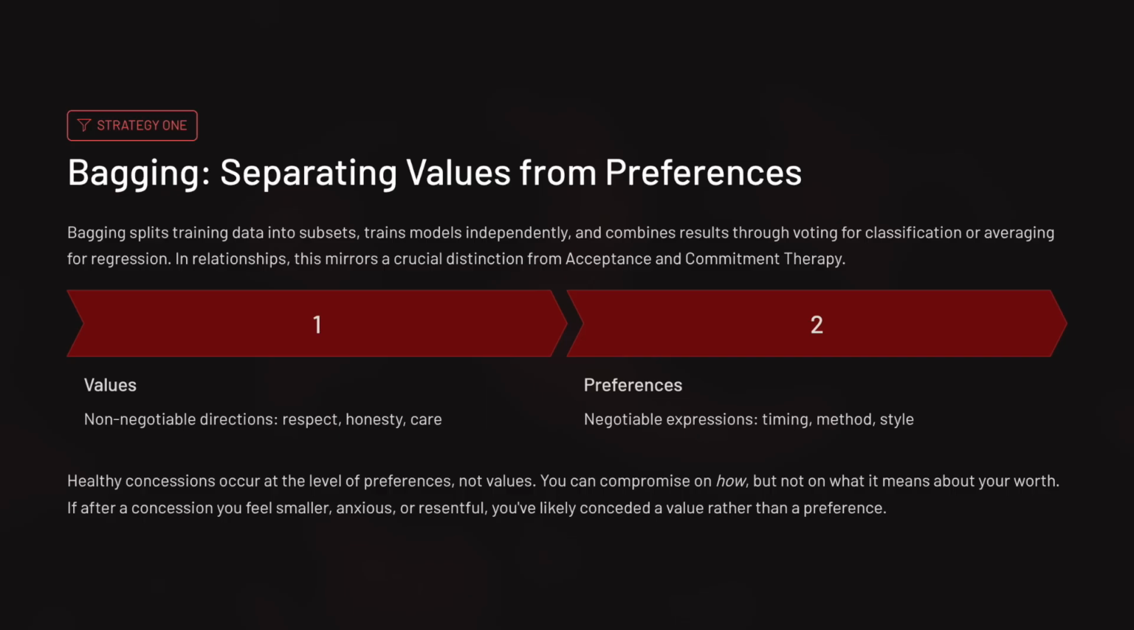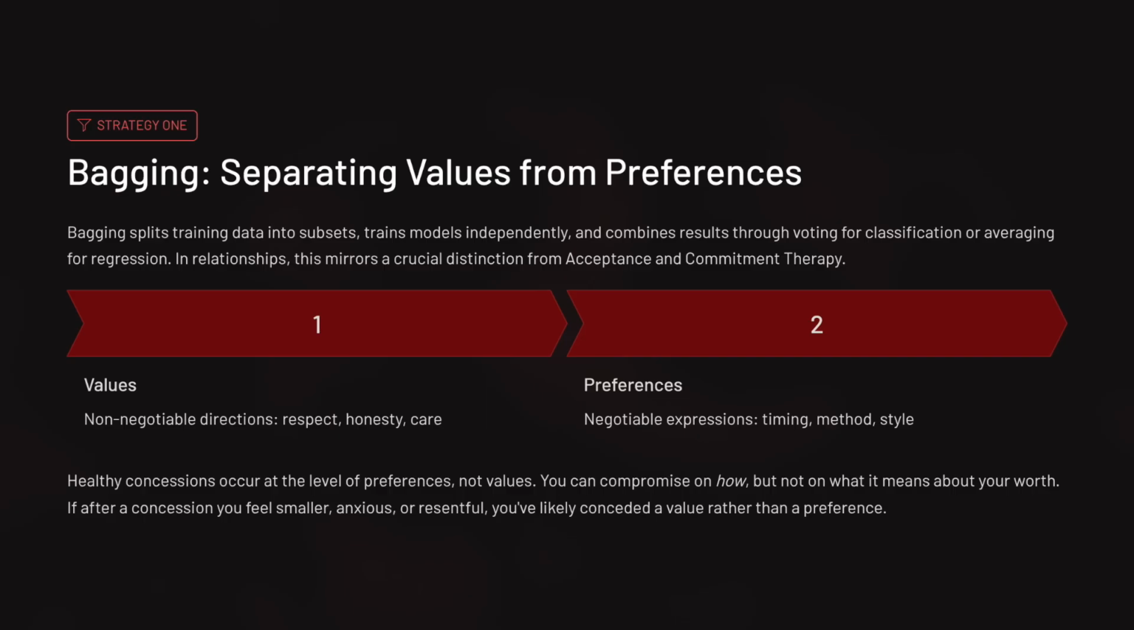Acceptance and commitment therapy challenges us to separate values and preferences through the following test. Values describe non-negotiable directions such as respect, honesty, or care. Preferences include negotiable expressions: timing, method, style. Healthy concessions occur at the level of preferences, not values. So, you can compromise on how, but not on what it means about your worth. If after a concession you feel smaller, anxious, resentful, you likely conceded a value, not a preference.